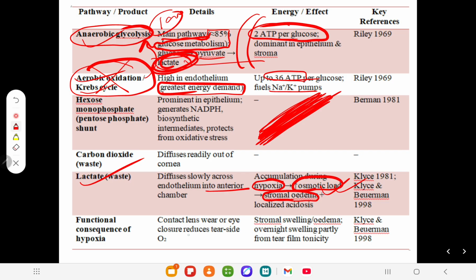So contact lens wear or closed eye reduces tear exchange. So stromal swelling or edema overnight is partly from the tear film tonicity too. So that's the game, physiologically.